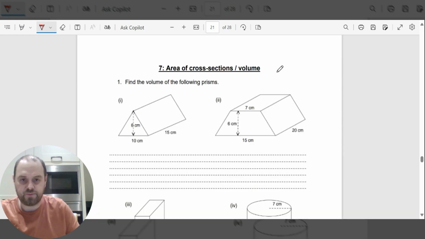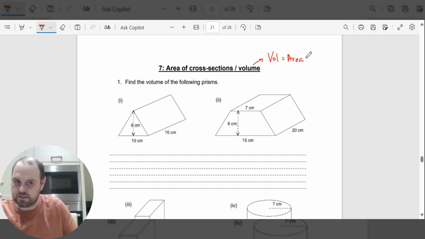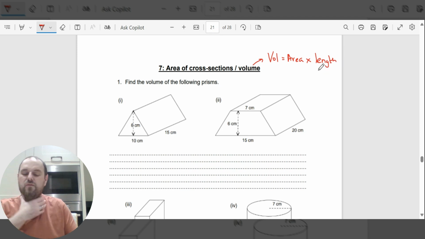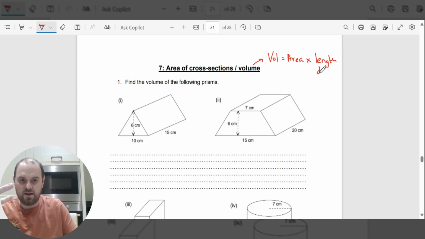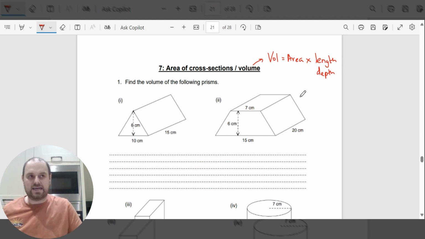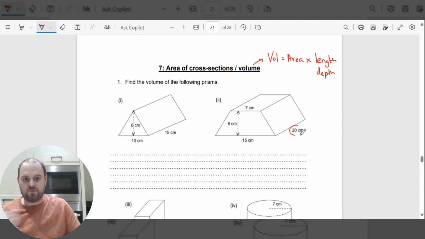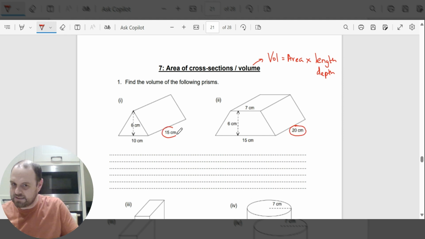Right, volume. Same as area. However, you find the area of the front of the shape, and all you have to do is times that then by what the formula sheet calls the length. I do prefer the word depth because I've already used the word length for things like rectangles and stuff. So I prefer how deep. So there, for example, that is a depth of 20. That is a depth of 15.